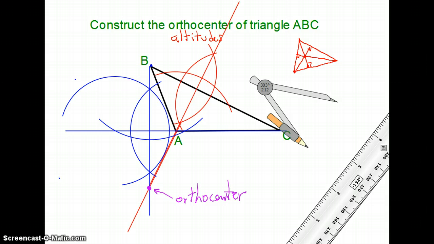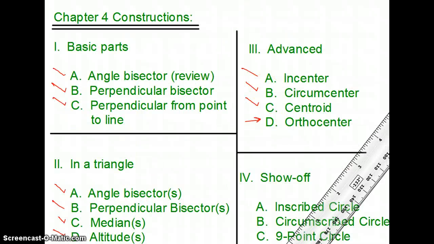Orthocenter can easily be outside the triangle. It happens whenever the triangle's obtuse, just like circumcenter can be outside the triangle when the triangle's obtuse. Alright, so back to the first. I've shown you all the level 1, 2, and 3 things about these constructions.